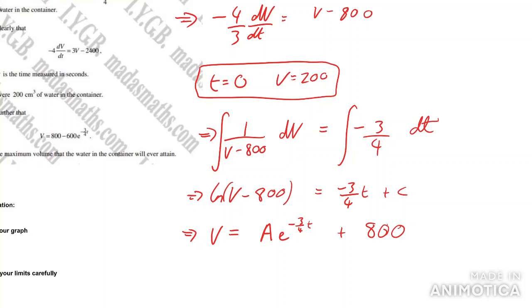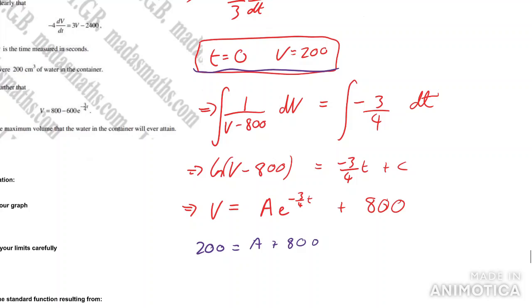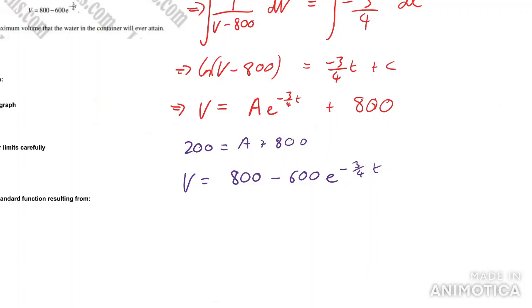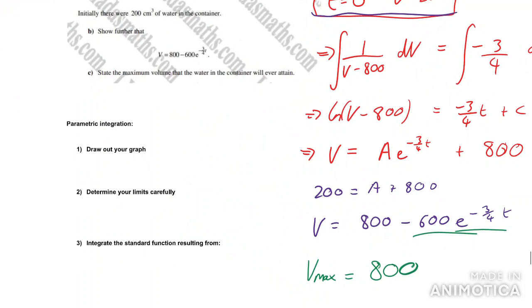So now all we need to do is sub in our initial condition, and so we get 200 equals A plus 800, and so A is minus 600, and so that leads us to V equals 800 minus 600 e to the minus 3 over 4 t, and that's their answer. State the maximum volume that the water in the container will ever attain. Well, these are nice last bits of the question, because you just look at this and say, over time, what's happening? This is tending towards 0, right? And so V max is just equal to 800, because once this term goes away, we've got 800 in there.